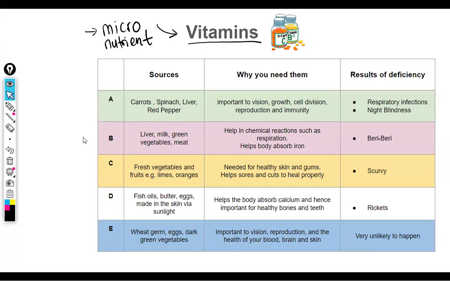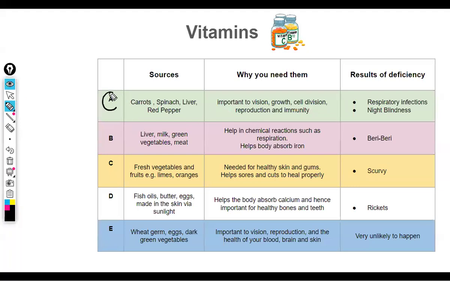So when it comes to vitamins, there are 5 major vitamins on the syllabus. A, B, C, D, and E. I'm sure you've been hearing about those vitamins for pretty much your whole life. To keep it simple, I don't want to talk too much because you'll have some writing to do. These are the sources of each vitamin. So for example, if you want vitamin A, you're going to have to eat what? Plenty of carrots, spinach, liver, and so forth, right?